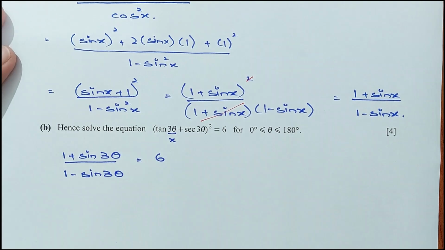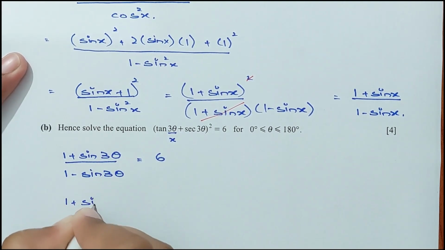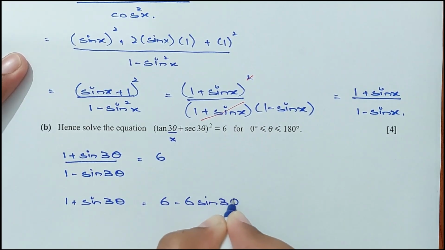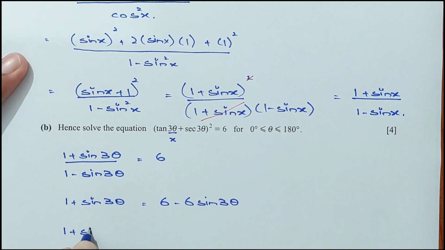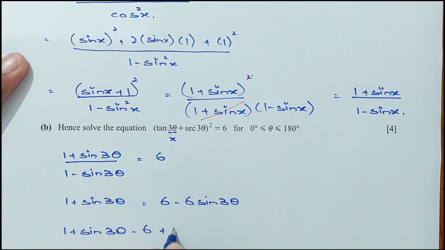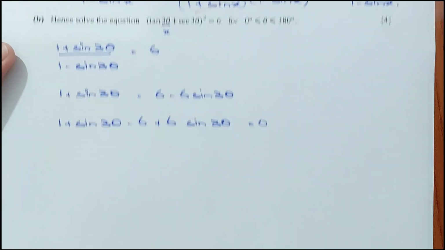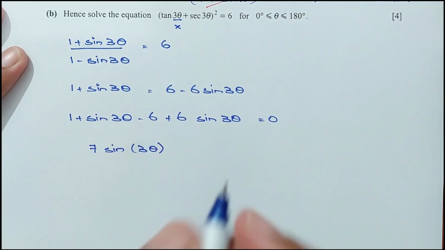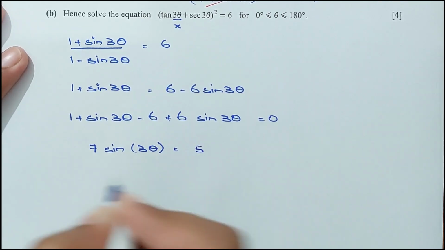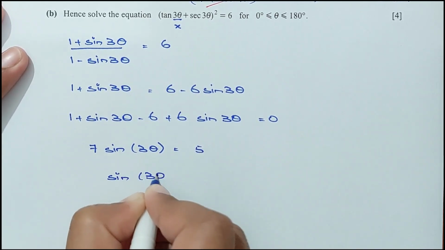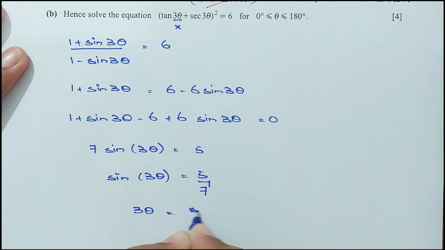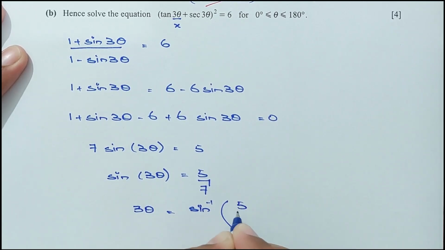All right. Cross multiplication: 1 plus sine 3 theta is equal to 6 minus 6 sine 3 theta. Shifting the like terms over here, so 1 plus sine 3 theta minus 6 plus 6 sine 3 theta is equal to 0, and sine 3 theta and 6 sine 3 theta would be 7 sine 3 theta. And 1 minus 6 is minus 5, so shifting to the other side becomes positive 5. So we can say sine of 3 theta equals 5 over 7, and 3 theta is equal to sine inverse of 5 over 7.